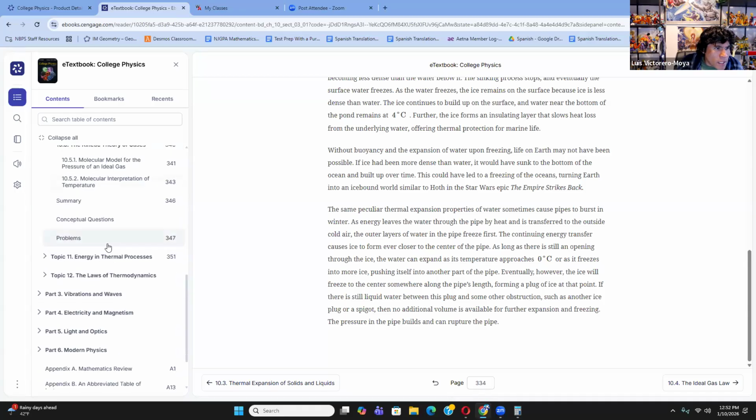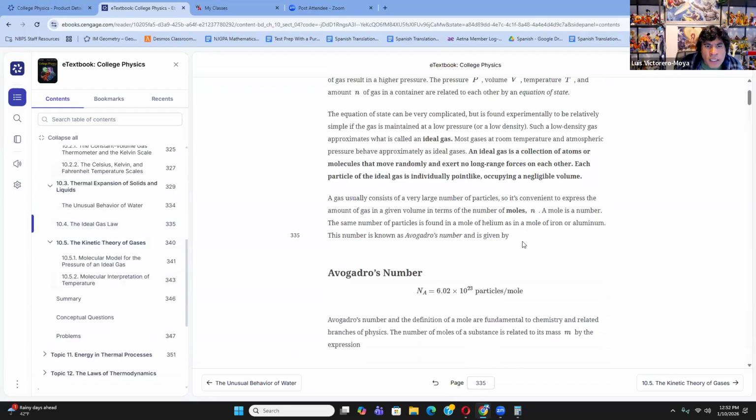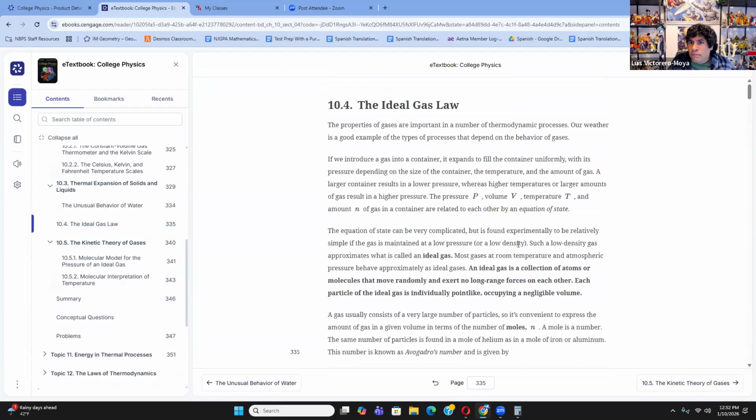And then in the book, they do go over the ideal gas law and the kinetic theory of gases. I'm going to go over that in the next lecture. But just so you know, the ideal gas law is what you have learned in chemistry, which is the relation between pressure, volume, and temperature. And you have the equation of state, PV equals nRT, where n is the number of moles, R is the gas constant, and T is the temperature in kelvins. Pressure is measured in pascals, and volume in cubic meters.